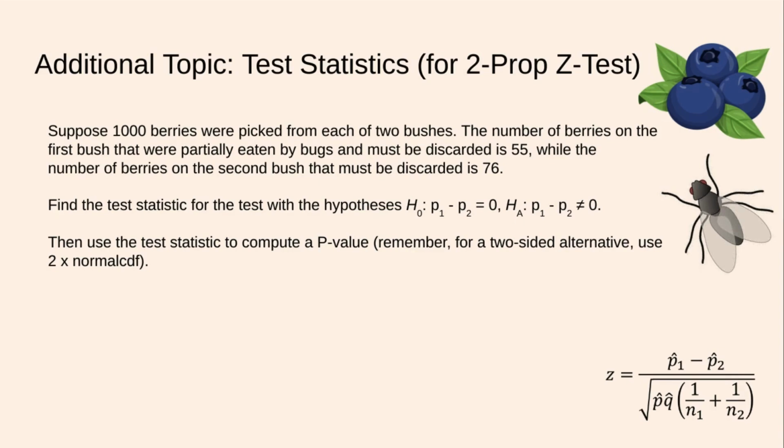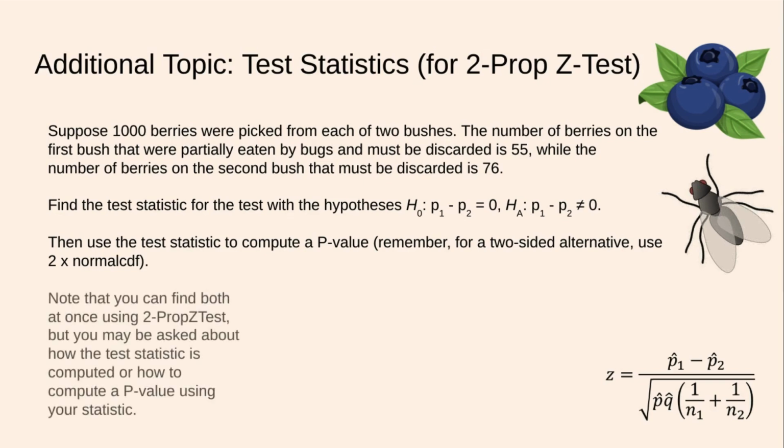So at this point, it's a bit of plug and chug using the formula at the bottom right-hand corner of the screen. Now, some of you may be wondering, why can't we just enter this information into our calculator? Well, there's a reason for this. You can find both the test statistic and the p-value given the information we have. However, that's not what we're practicing doing. You may be asked about how a test statistic is computed. There are problems about that. Or how to compute a p-value using the statistic. So we'd just be given a test statistic. How do you compute a p-value?